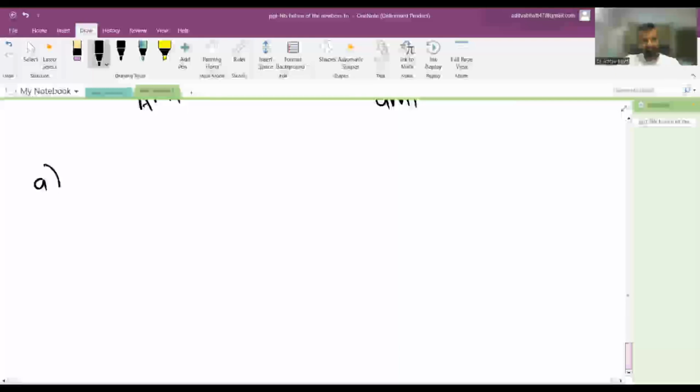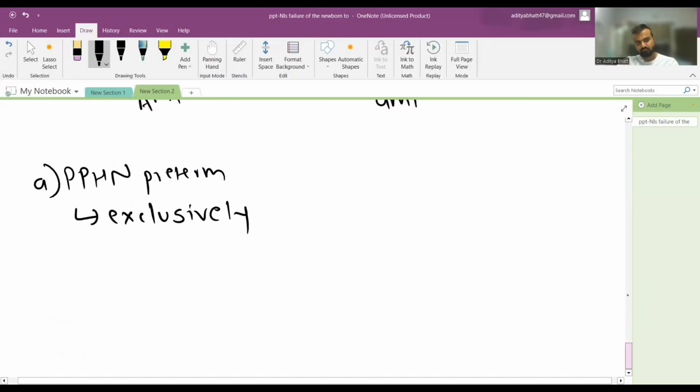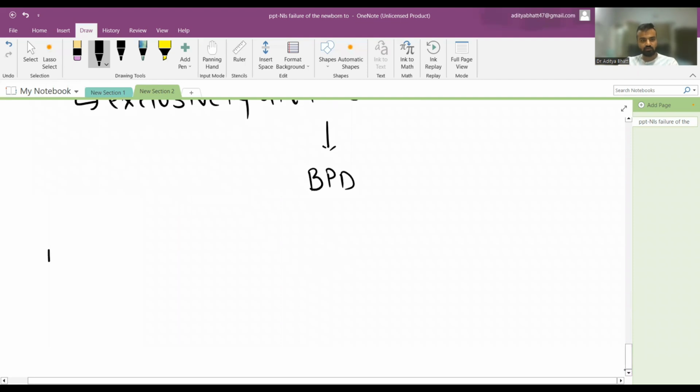Now we will see different scenarios. First is PPHN in preterm. PPHN in preterm is mostly due to RDS, and this is the most common etiology in a preterm. Also, later the RDS causes damage to the lungs, and later on they require oxygen and lead into BPD. And this BPD, bronchopulmonary dysplasia, will also lead to long-term PPHN in the patient. So this is very, very important: PPHN in preterm is most commonly due to RDS.